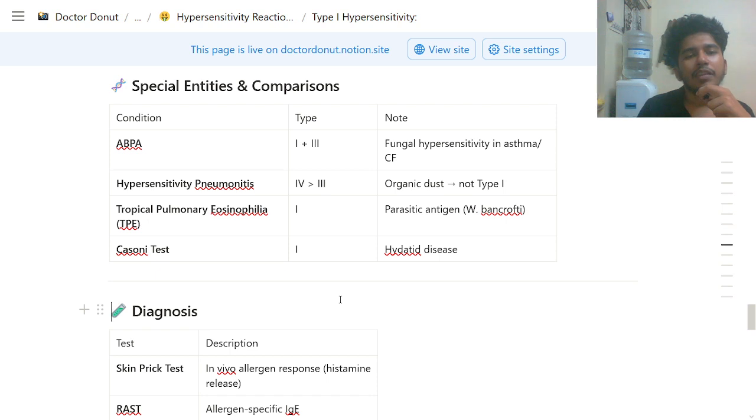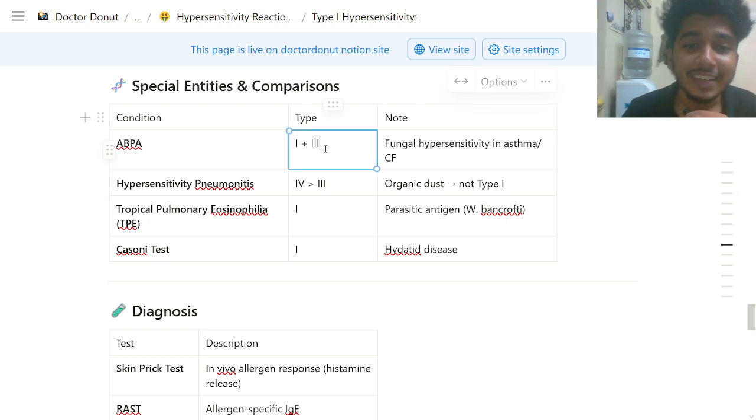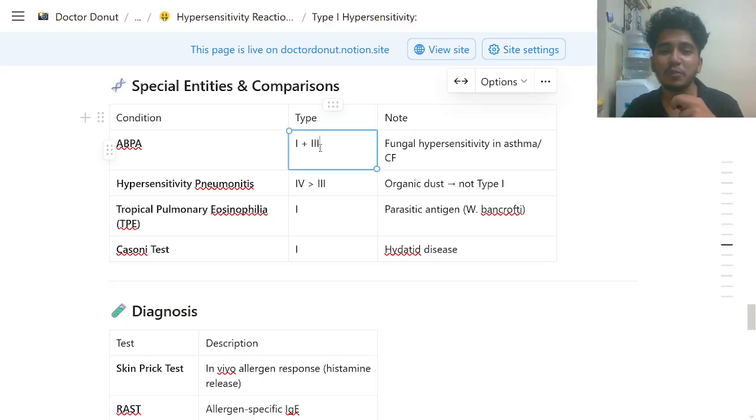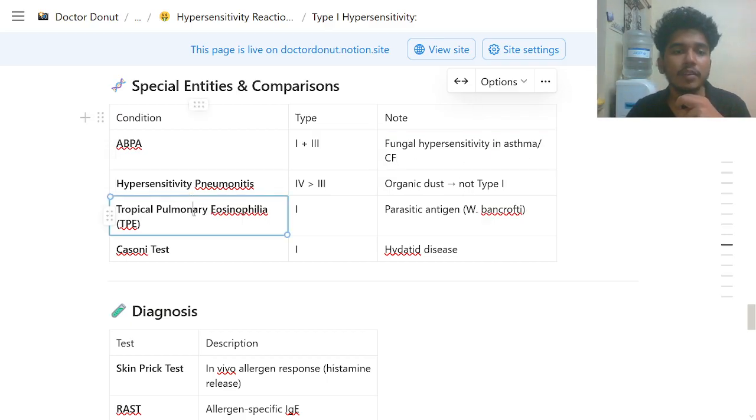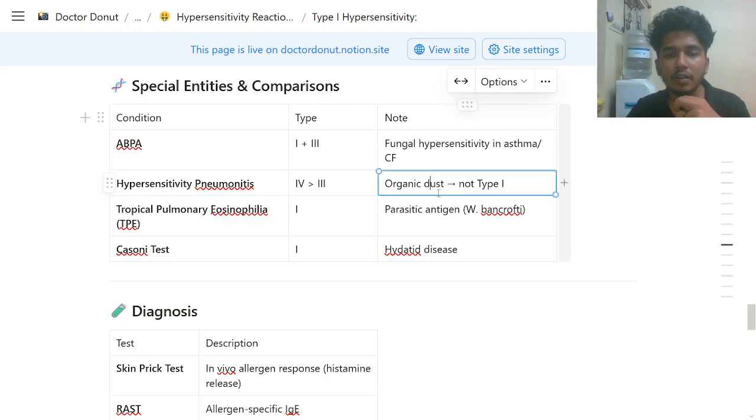So, hypersensitivity pneumonitis. The third, I was for immune complex. So this is what we've seen in fungal hypersensitivity in asthma and cystic fibrosis. Hypersensitivity pneumonitis is usually confusing. People get confused. It's usually caused more by the fourth type, which is D, delayed, and then I, immune complex. Organic dust causes this, so it's not type 1.